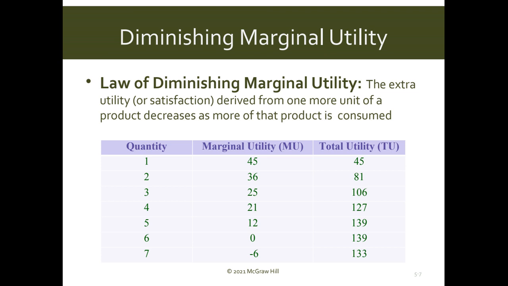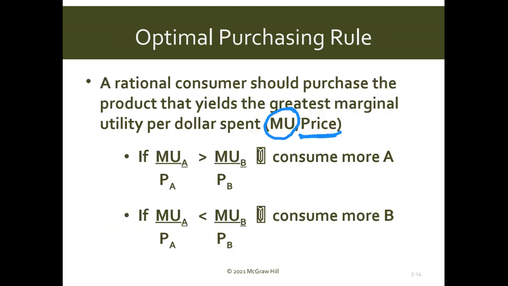I did not tell you that the price of one unit of strawberry is 50 cents, and second is also 50 cents, third is also 50 cents. So there's no price given. So we calculated marginal utility without any price. Now, when we need to discuss the purchasing rule, we need to know the price of the product as well. And then we divide this marginal utility by price level.